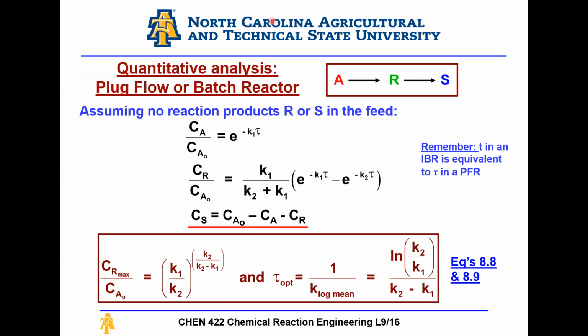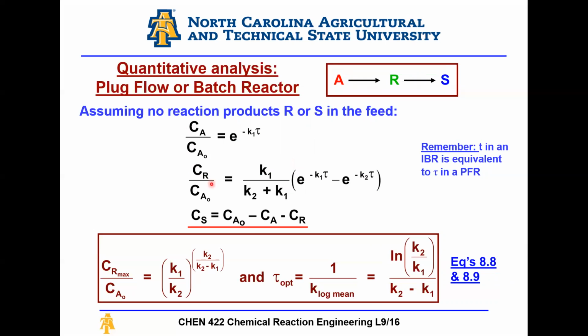So let's have a look at some quantitative analysis. So let's try to quantify it. Here what you really need to remember are these two equations, but let's go through this. If you have a series reaction A going to R going to S in a plug flow or batch reactor, and assuming no reaction products in the feed, so initially I only have A in a batch reactor and a plug flow reactor, and it's reacting. There is no R, there is no S.